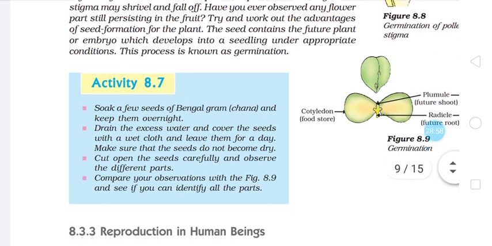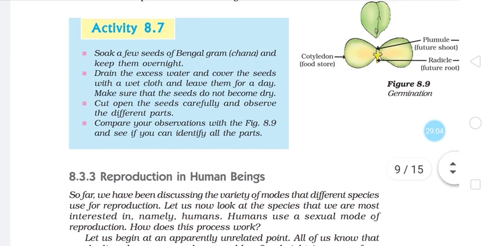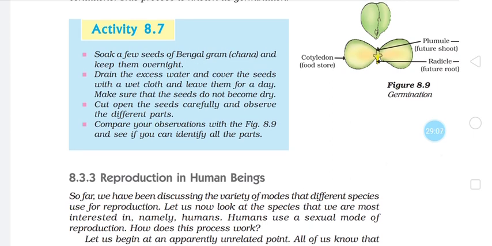Here one seed is shown, germination. Now activity 8.7 is shown. Soak a few seeds of Bengal gram, that is chana, and keep them overnight. Drain the excess water and cover the seeds with a wet cloth and leave them for a day. Make sure that the seeds do not become dry. Cut open the seeds carefully and observe the different parts. Compare your observation with figure 8.9 and see if you can identify all the parts. Germination is shown here: a radicle, plumule, and cotyledons in which food is stored.